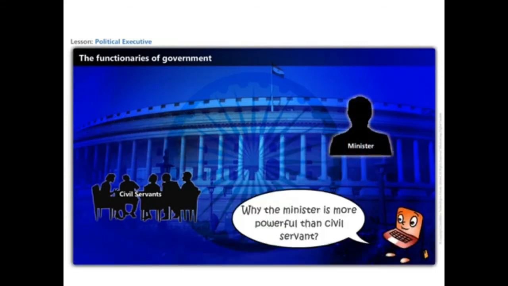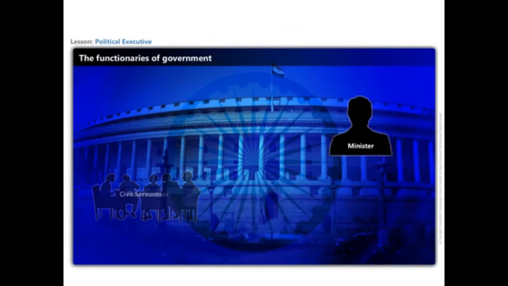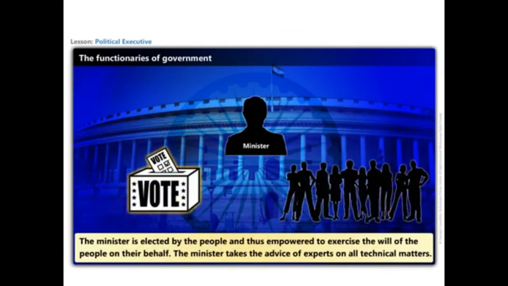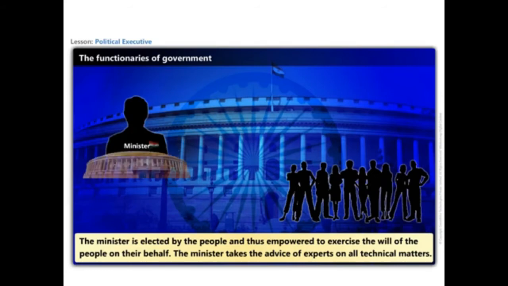Why is the minister more powerful than the civil servant? The minister is elected by the people and thus empowered to exercise the will of the people on their behalf. The minister takes the advice of experts on all technical matters.